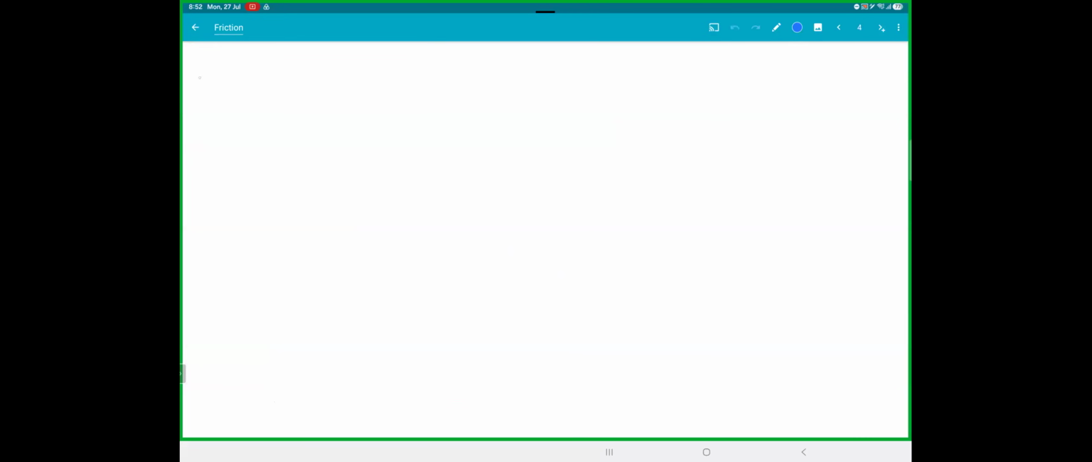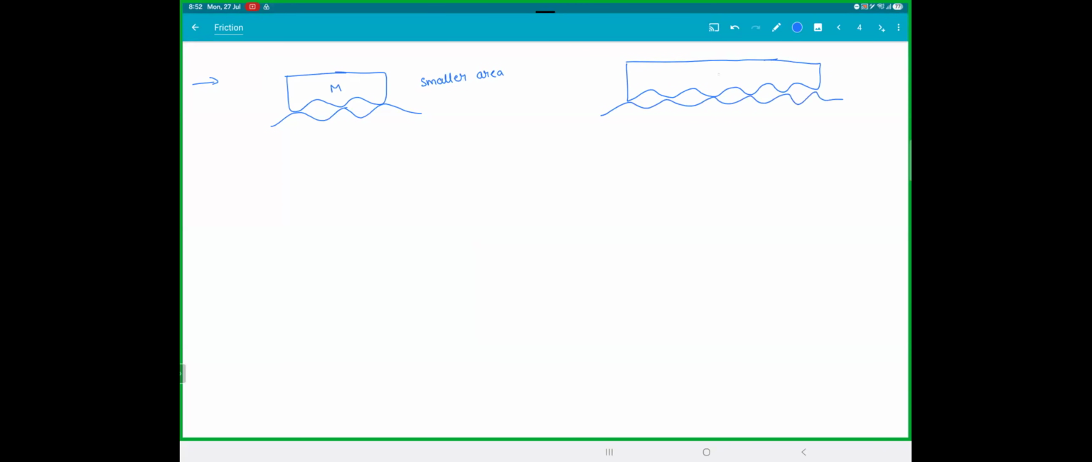So when you take two surfaces, let's say the block's mass is m. This is a smaller area. Let's say we have a bigger block, again an identical surface, and let's say the mass is m. This is a larger area. Maybe the density is different, or maybe the height of the block is different.